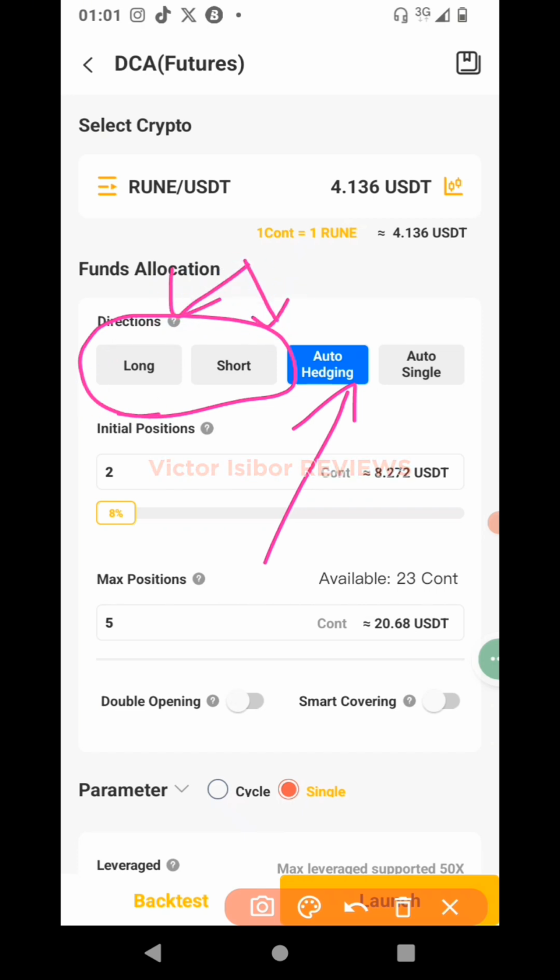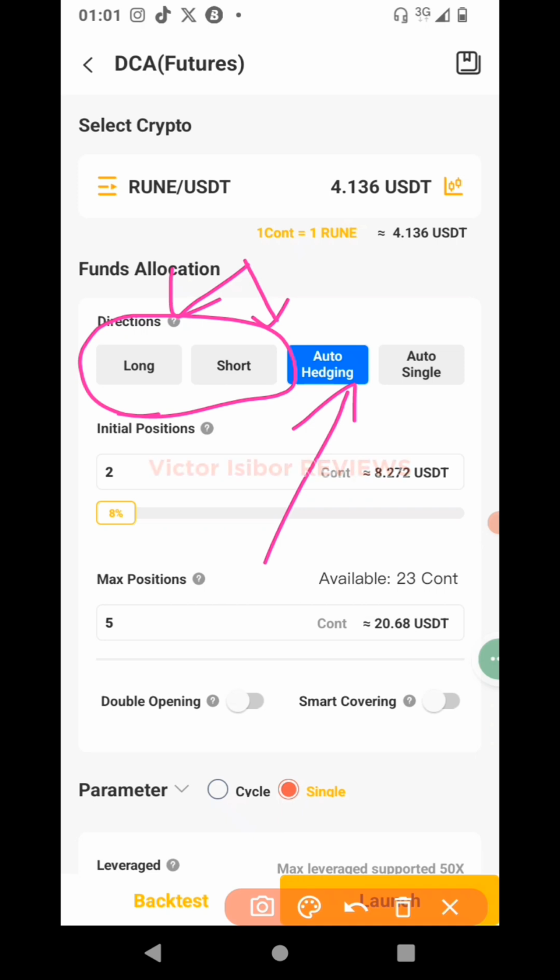If I set up this trade on auto hedging, it will open Rune long for me, Rune short for me. Then the robot will look at it: what is the current mood of Rune? Rune is going up. Okay, so let me put $2 there. Rune is going the other direction, that is down, that the market is not going. Let me put 50 cents there.